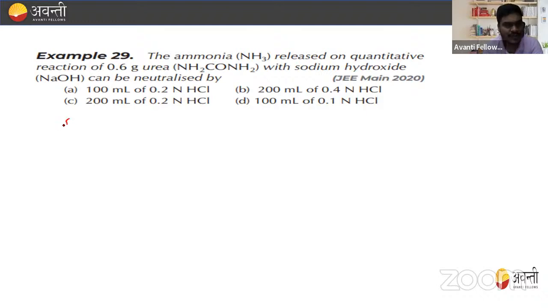Okay, so we have to find the concentration of this unknown solvent. So how will you approach, beta? Let us first of all write the reaction.